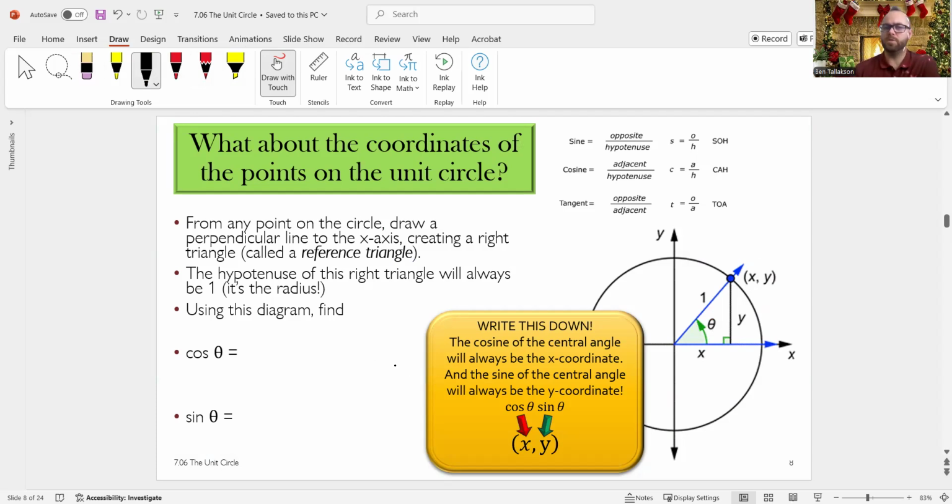But after we do, you're not going to need to find it every time. You're just going to need to know what it means. Okay? Well, we know the hypotenuse is the same as the radius. It's a unit circle, so it's 1, right? Now, we're going to use this diagram to find the cosine and sine. Give yourself a chance right now to find that on your own.